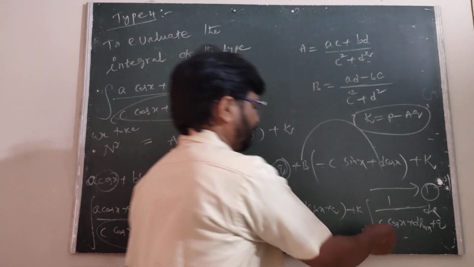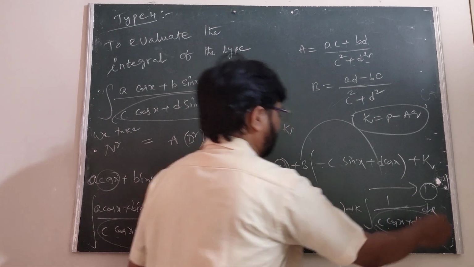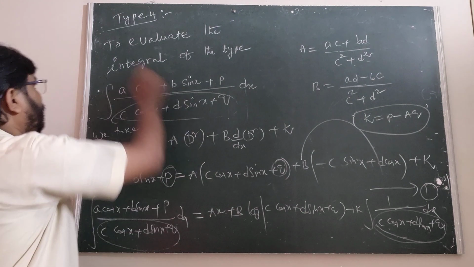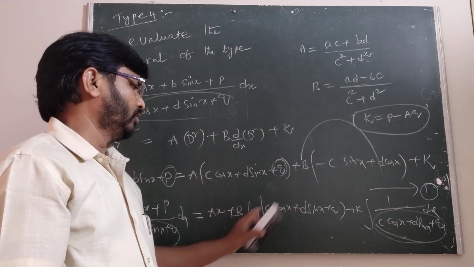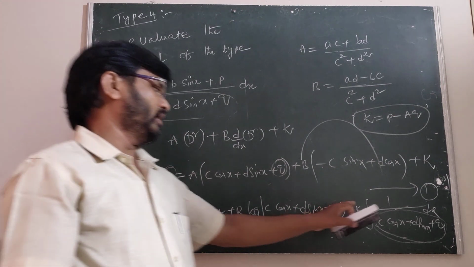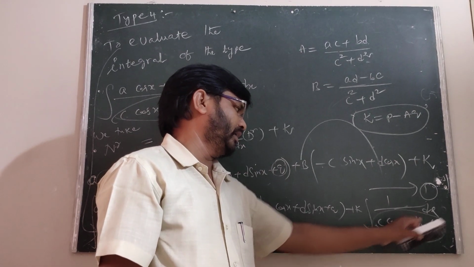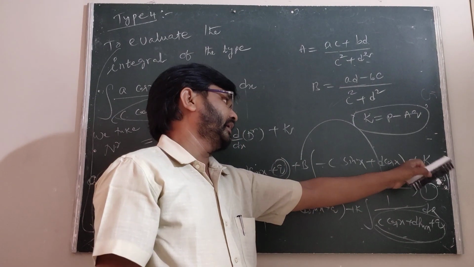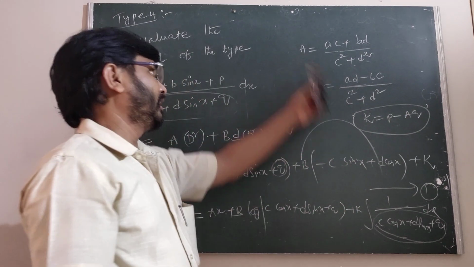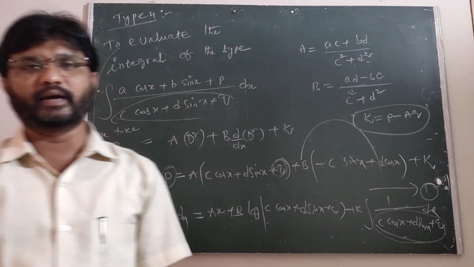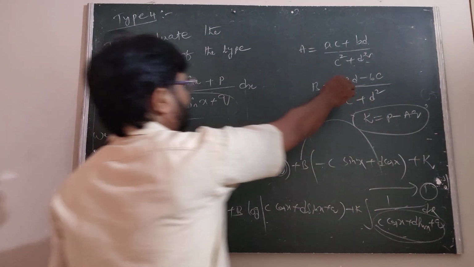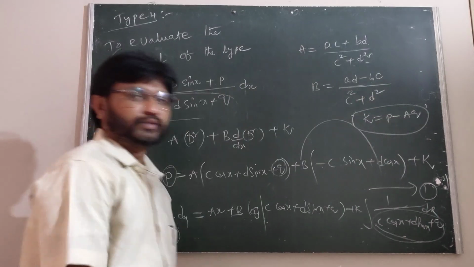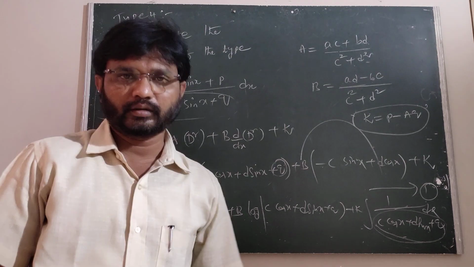So we know that this is type 2. This is the formula of type 4: Ax plus B into log mod of denominator plus k integral 1 upon denominator into dx, where k is p minus Aq, and capital A is (ac plus bd) by (c square plus d square), and capital B is (ad minus bc) by (c square plus d square). Is it clear?